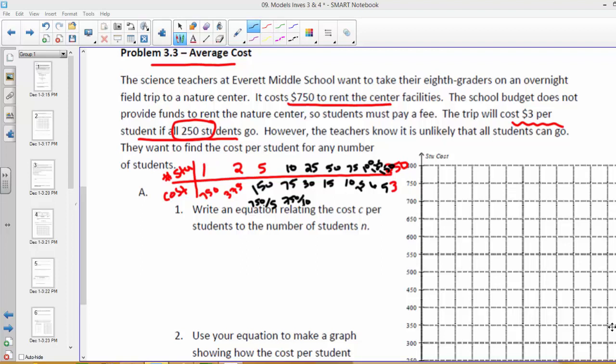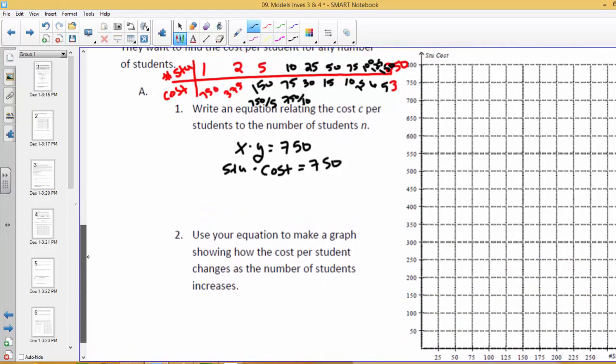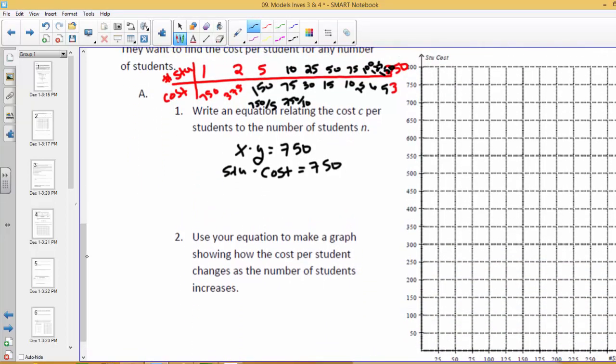So the equation is x times y is always equal to 750. Instead of x and y's, you might want to use the words. So students times cost has to equal $750. You would solve this for y. So if you divide by students, the cost is found by doing 750 divided by the students.